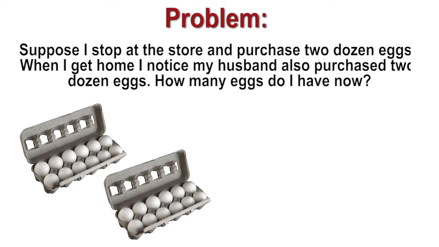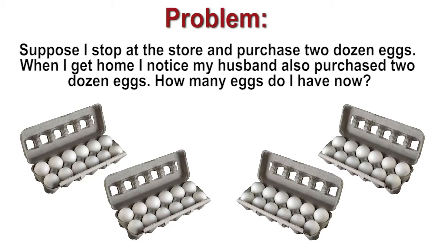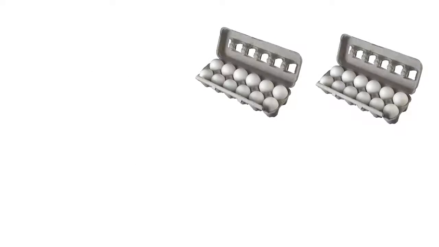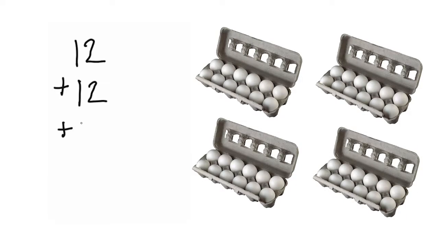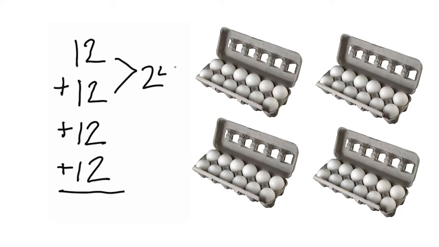Suppose I stop at the store and purchase 2 dozen eggs. When I get home, I notice my husband also purchased 2 dozen eggs. How many eggs do I now have? If I purchase 2 dozen eggs and I know there are 12 in a dozen, and my husband purchased another 2 dozen eggs, then I could add 12 plus 12 plus 12 plus 12 to solve it. I know that 12 plus 12 equals 24, so I can just double that and I get 48 eggs.